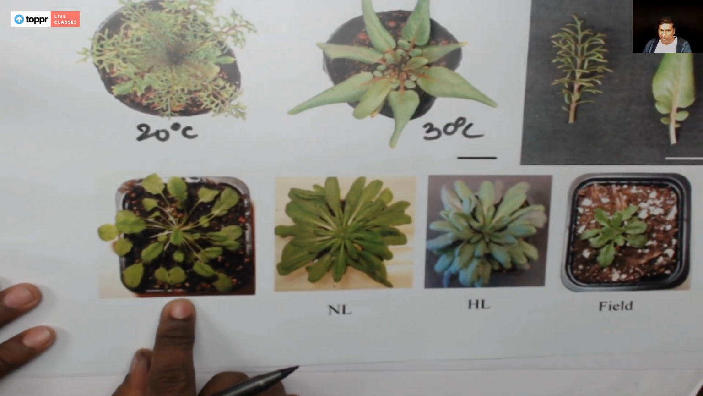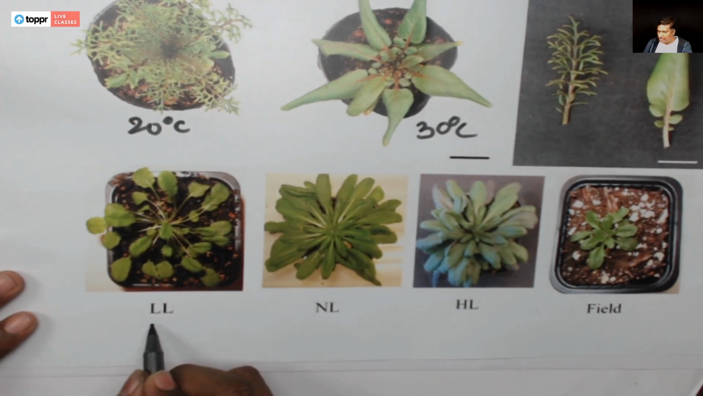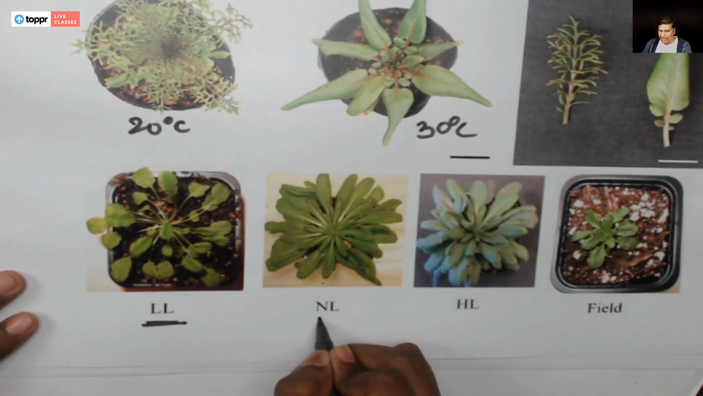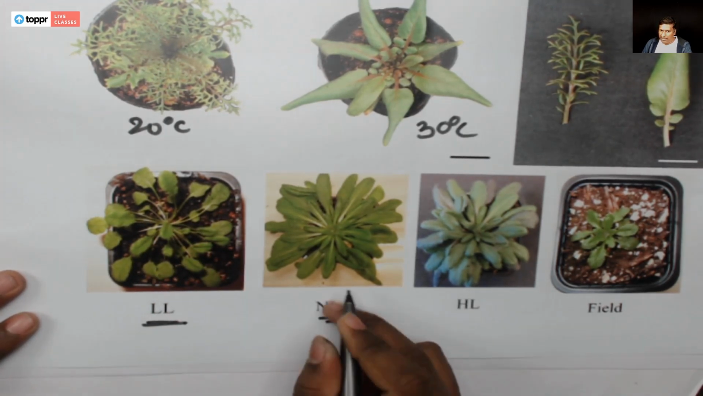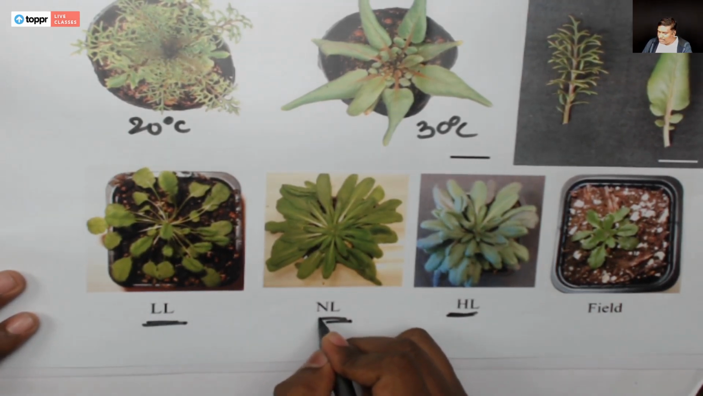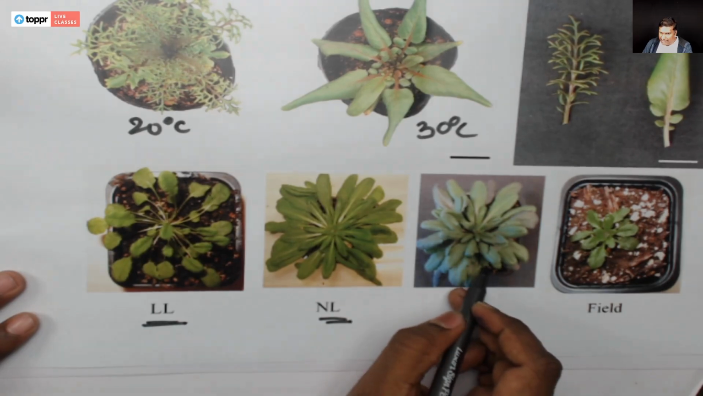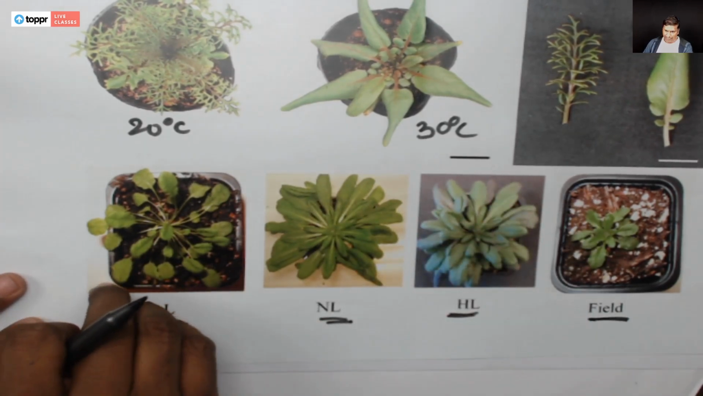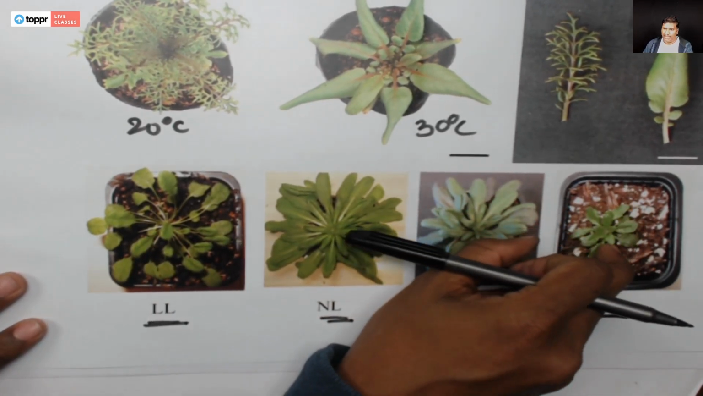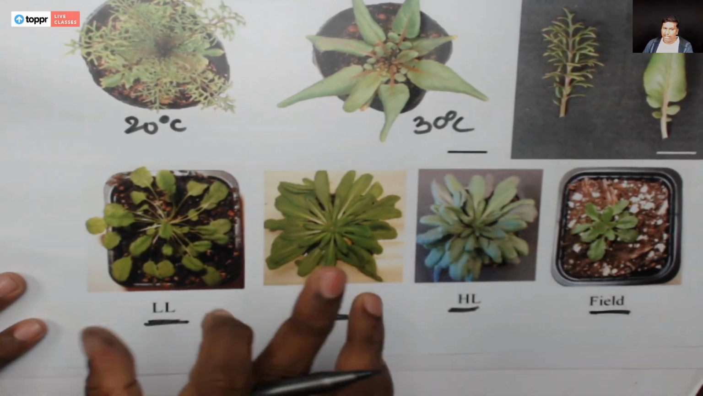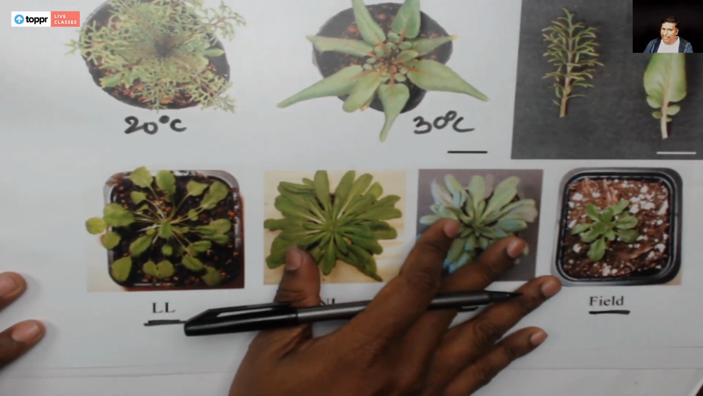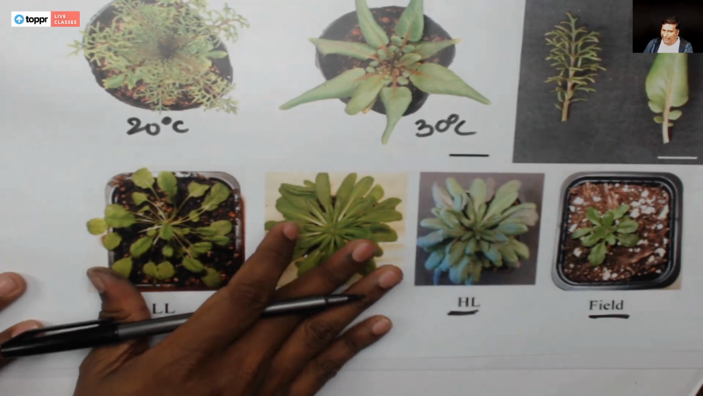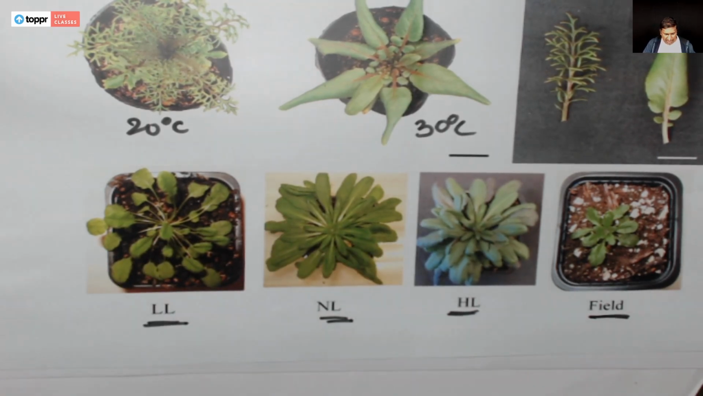This is Arabidopsis. Here this is under low light. This is how the same plant grows, and in normal light it grows like this. In high light conditions the growth will be something like this, and in normal field conditions outside, these three are in the lab, the growth will be something like this. So the plant behaves differently to different environmental conditions and changes its characteristics according to the environmental conditions being provided to it.